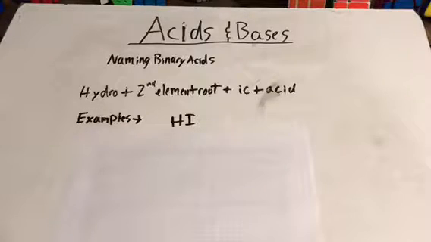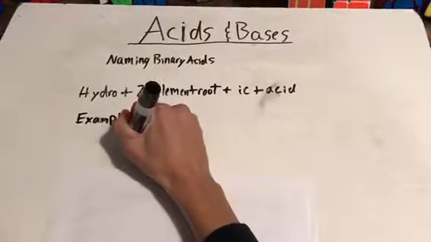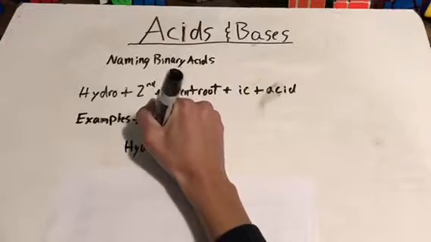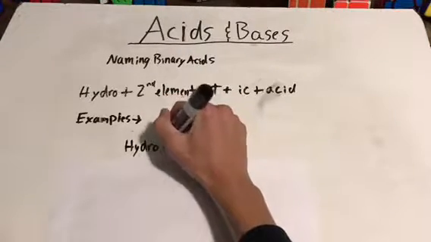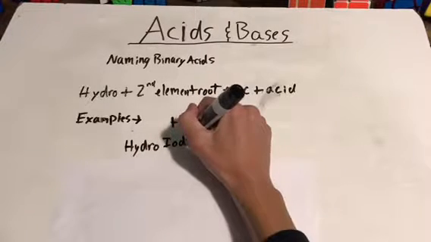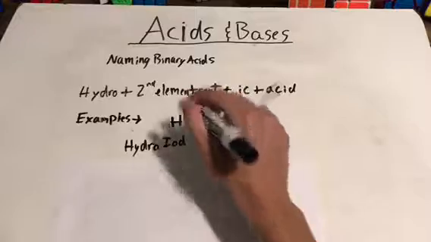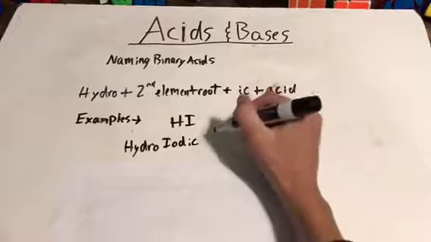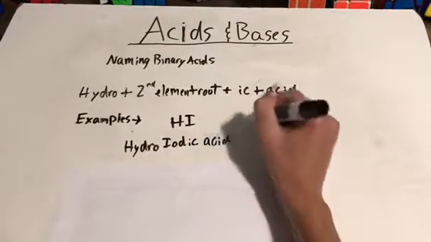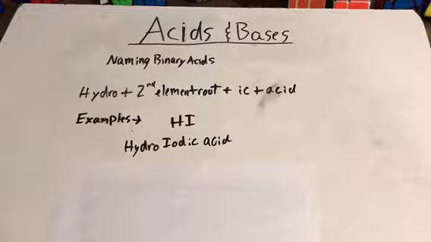So here are two quick examples. H and I, hydrogen and iodide. So first, you write hydro. Then you write the root of the second element, which is iodine, so it'd be iodide. Plus ic, plus the word acid at the end. Hydroiodic acid. And that is the name of that binary acid.